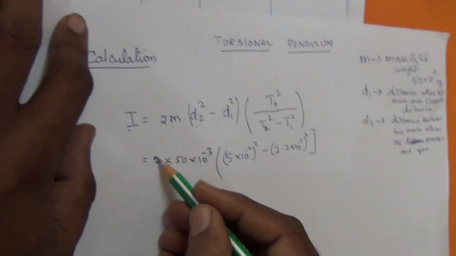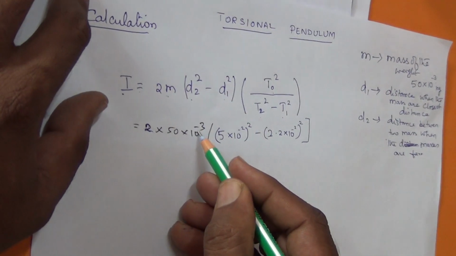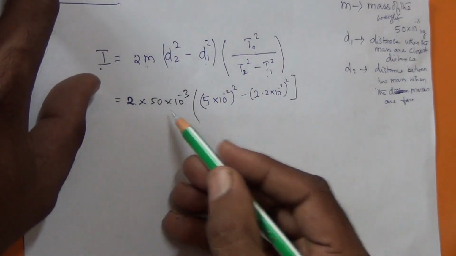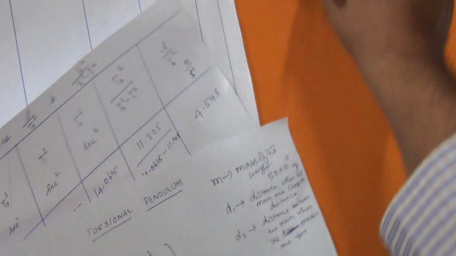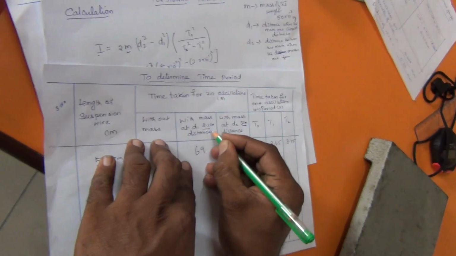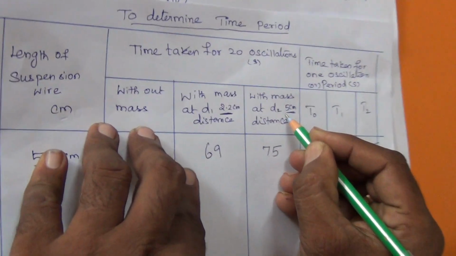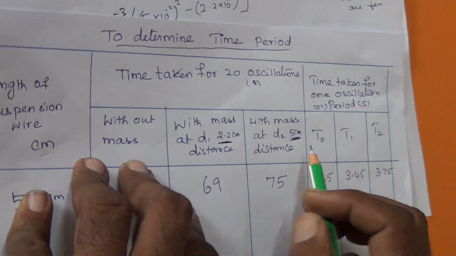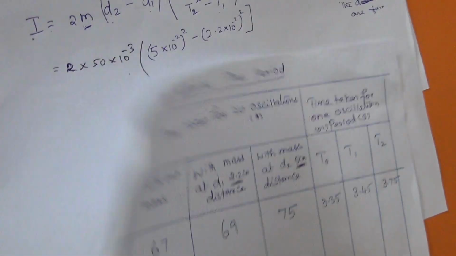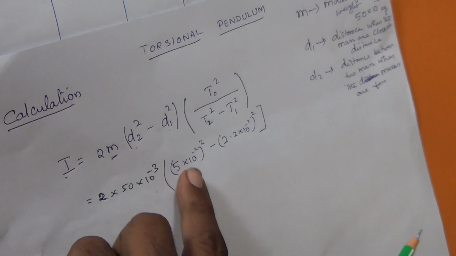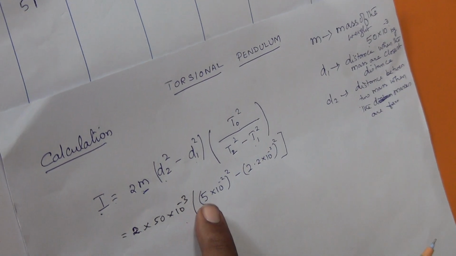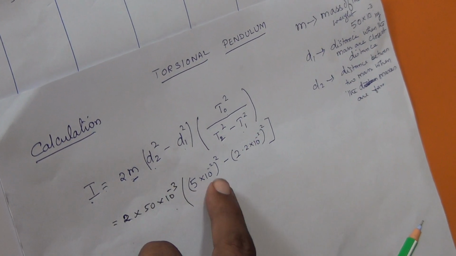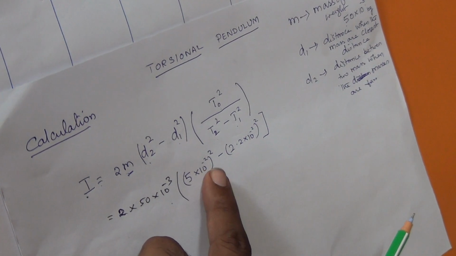So 2 into 50 into 10 power minus 3 is the mass m. We already saw that the distance d1 is 2.2 centimeter and d2 is 5 centimeter. We have to convert centimeter into SI units: since it is in centimeter, you have to put 10 power minus 2 to convert into meter.